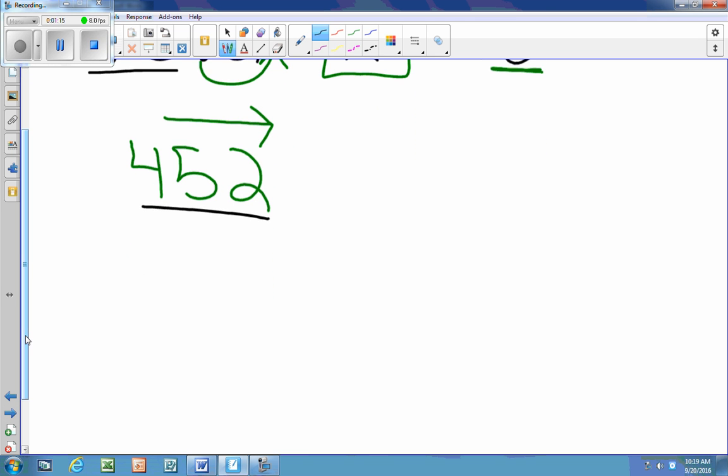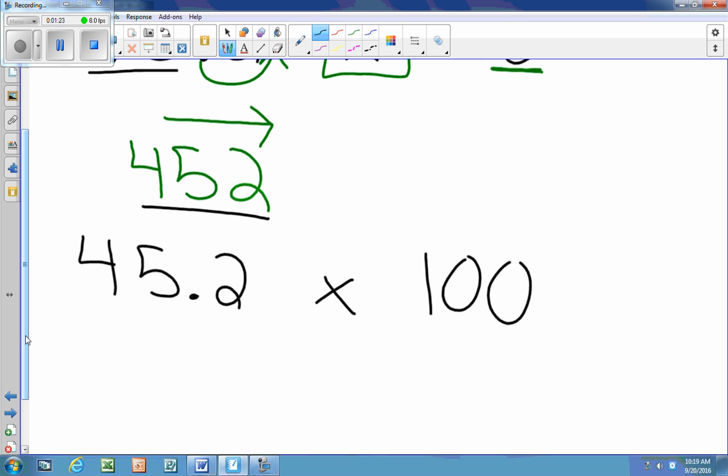Another example of this problem, we can set up again. We have 45 and 2/10. We are multiplying, and this time we'll multiply by 100. When we are multiplying, we know we want to get larger, so we want to go to the right. So that's our reminder that we should go to the right. In this case, we have two zeros. We are getting 100 times bigger, and because we are getting 100 times bigger, we need to jump twice. So we jump once, twice.